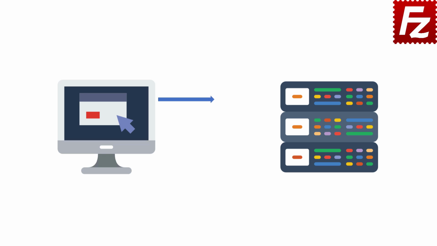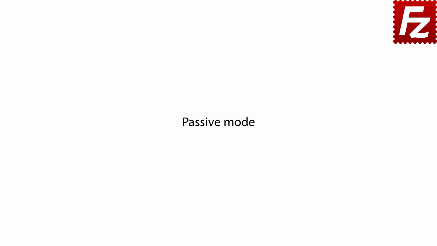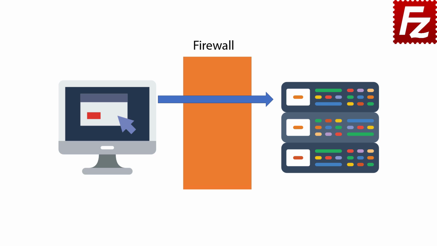In active mode, the client starts listening on a port and communicates that port number to the server through the control connection. FileZilla and FileZilla Pro use any available port. The server then initiates the data connection to the client's port. In situations where the client cannot accept connections, like when blocked by a firewall, the passive mode has to be used. In the passive mode, the client uses the control connection to request an IP address and port, which are used by the client to open the data connection. FileZilla and FileZilla Pro support both active and passive FTP modes, passive mode being the default.